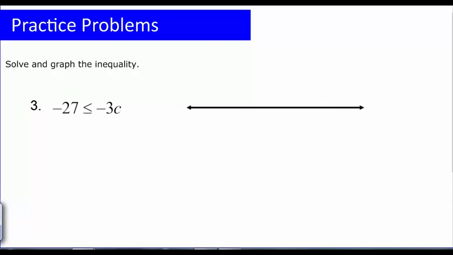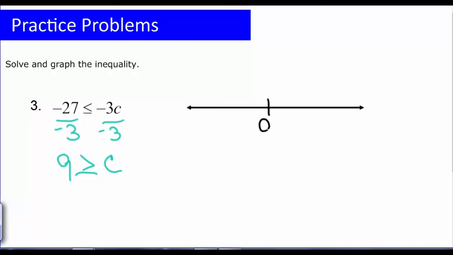And finally, negative 27 is less than or equal to negative 3c. Alright, I want to isolate c, so I'm going to divide both sides by negative 3. So negative 3c divided by negative 3 is just c. Negative 27 divided by negative 3 is positive 9. I divided both sides by a negative number, so I need to switch my inequality symbol from a less than or equal to a greater than or equal to. So 9 is greater than or equal to c.